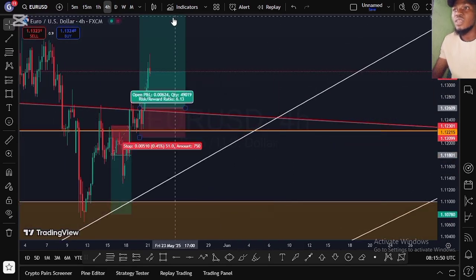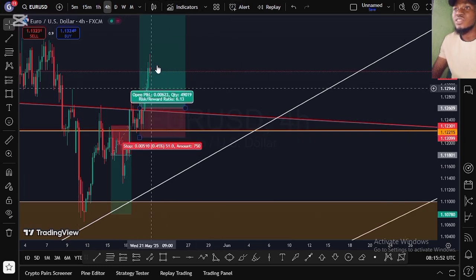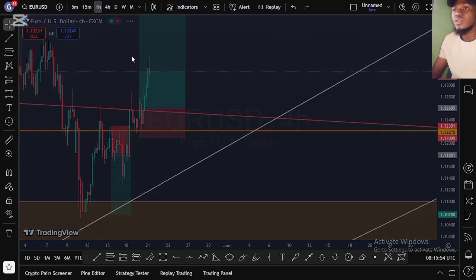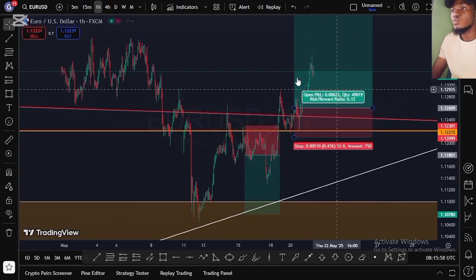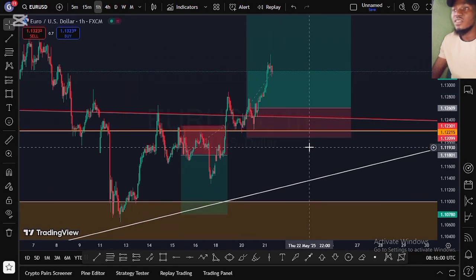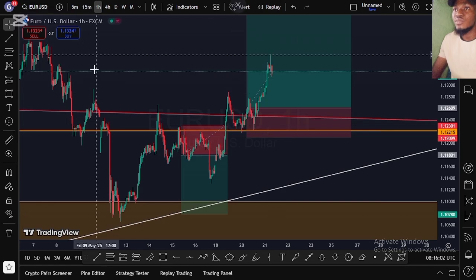Okay, so let me see why this red candle is rejecting from that top. Let's see what will happen if it will break above. That would be nice. That would be awesome. Come back and add more positions.